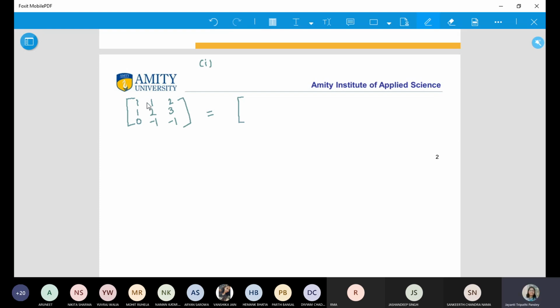What do I do to make this 0? So I need to change C2. We have to make this one. Just remember, our focus is to make it I. So just see what I am writing first. C2 goes to C2 minus C1, and C3 goes to C3 minus 3C1. You see, no change in first row.